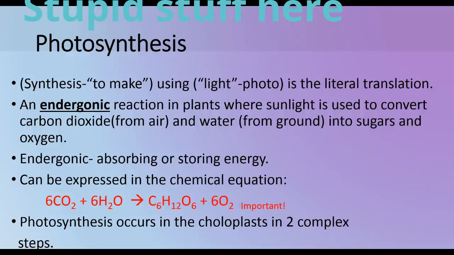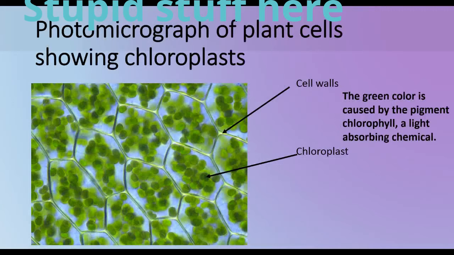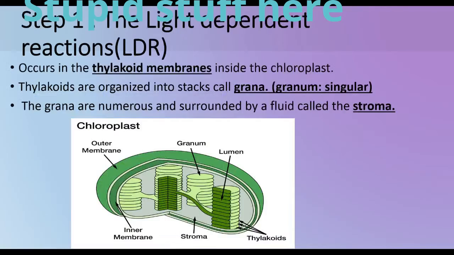Photosynthesis doesn't occur in one chemical step. It occurs in two very complex steps that I'm going to try my best to simplify. Here's a photograph, a real photograph of real cells showing the cell walls of plant cells and the chloroplast. All the other organelles, the mitochondria, the ER, are not visible in this picture, but they are there.